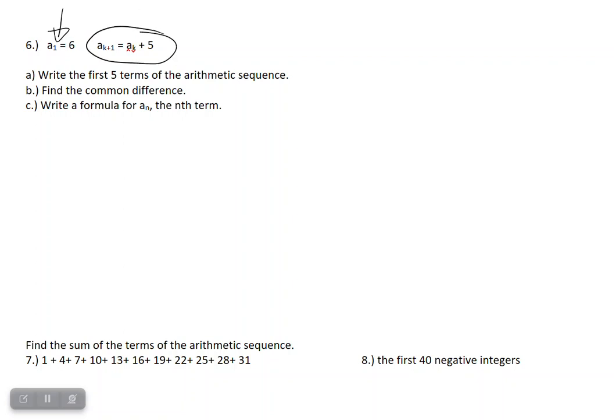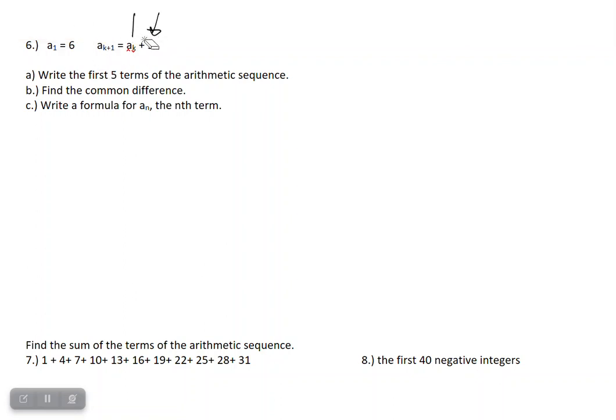But let's take a look at this. This is saying the term after the next term, that +1 means next term, is found by taking the term before it and adding 5. That's what this is saying. Take the term previous to this, add 5, that will give you the next one.